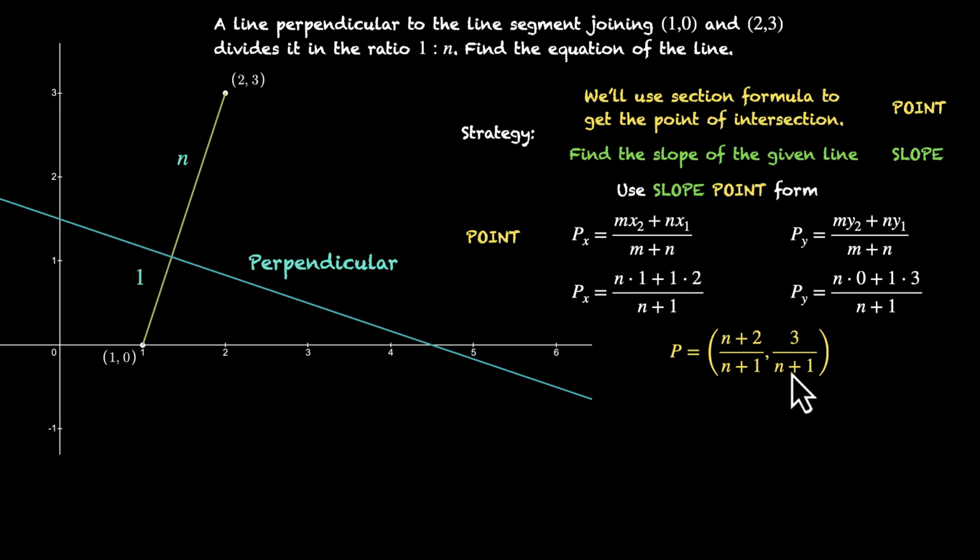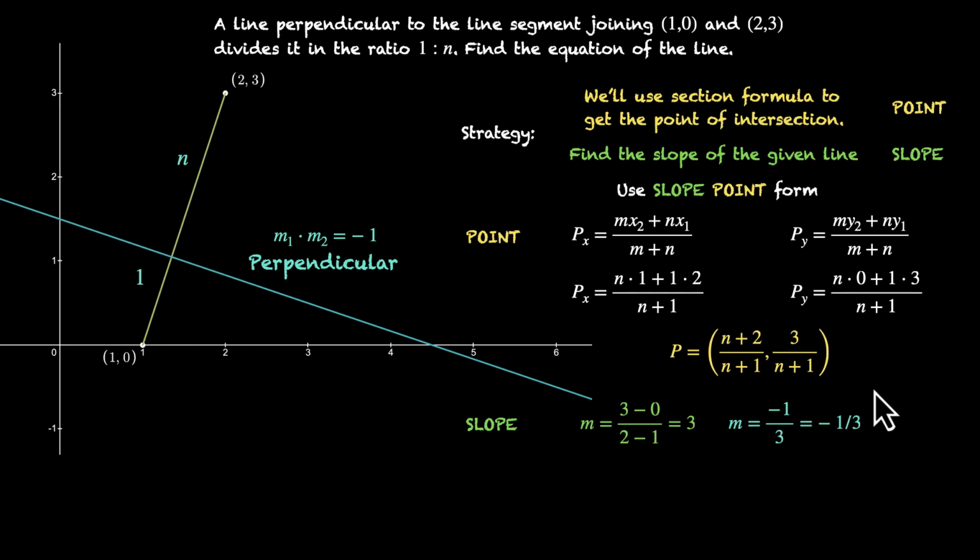Alright, we have this point, now we need the slope. So let's first find the slope of this given line. That's (y2 minus y1)/(x2 minus x1). So that's (3 minus 0)/(2 minus 1). That's going to be 3. Now how do we find the slope of this perpendicular? Remember that the slopes of perpendicular lines are related like this. Their product is equal to minus 1. So if one of them is 3, the other one is minus 1/3. So the slope of the required line is going to be minus 1/3.